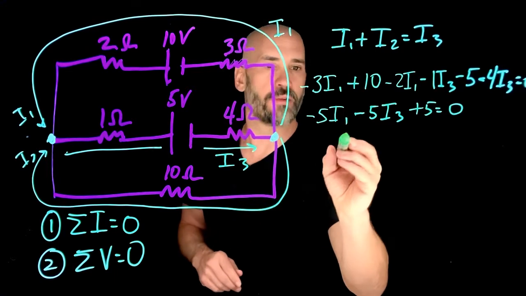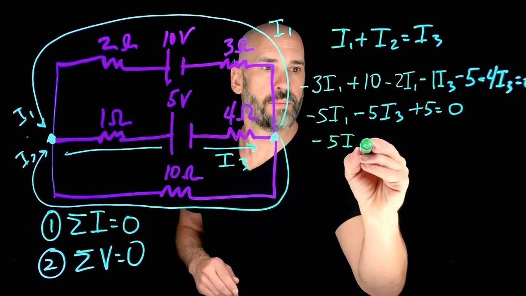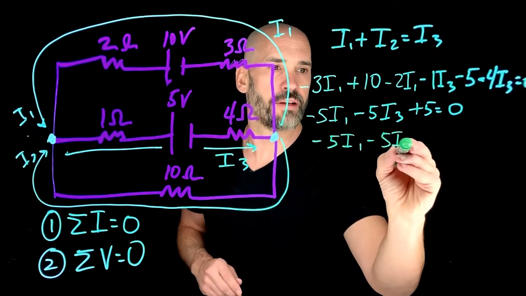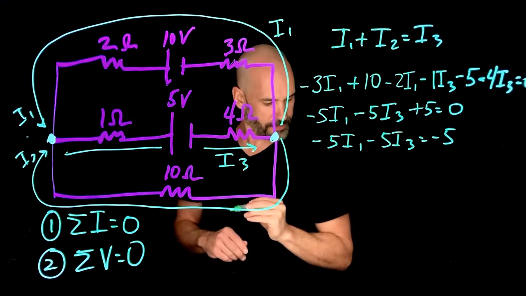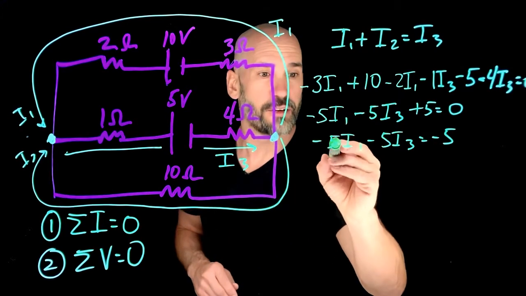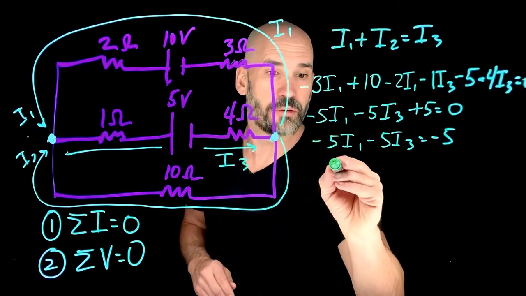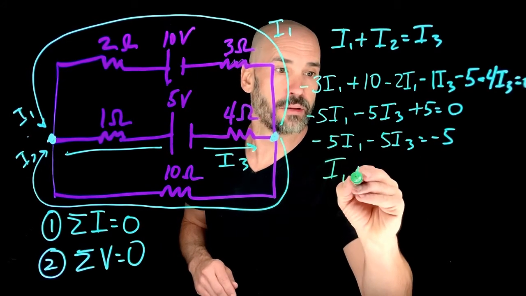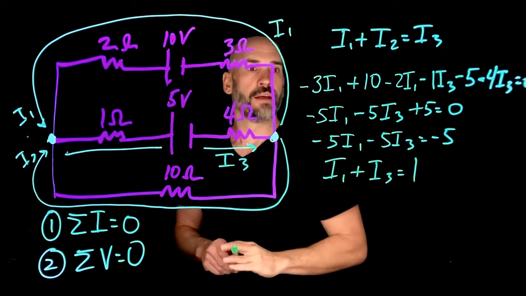Okay? And so then that means that I have minus 5I1 minus 5I3 equals minus 5, right? All minus signs, right? That makes life a little bit easier. I can go ahead and cancel all those minus 5s. So that would give me I1 plus I3 equals 1.